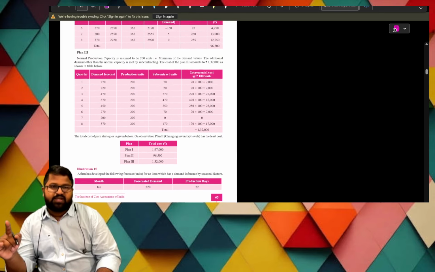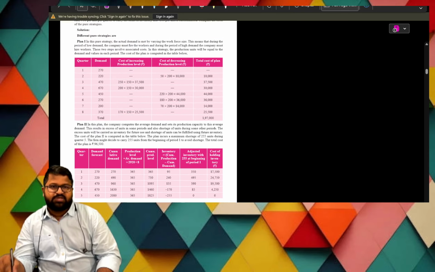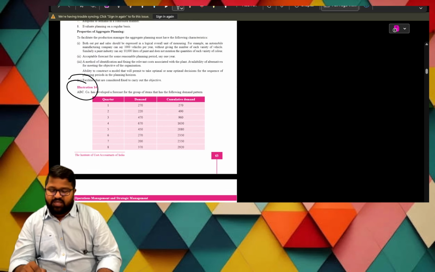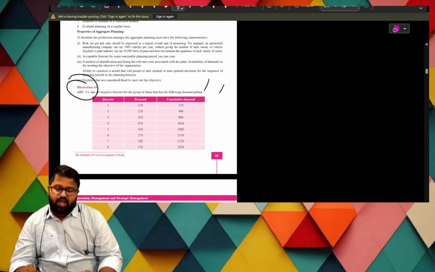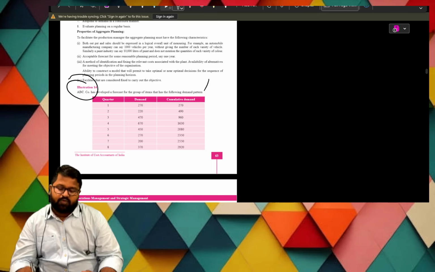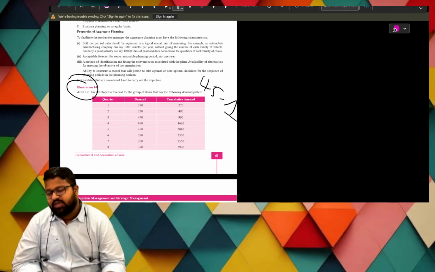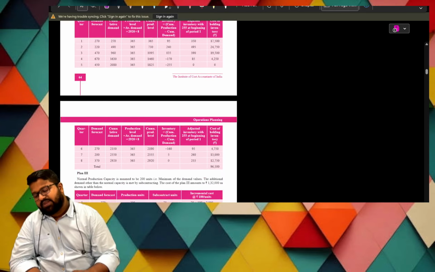If you are preparing and you have never touched these problems, if you start solving these problems, it will take minimum 45 minutes to 1 hour. If anything goes wrong, the entire problem will go wrong. So we shall see them at the last.